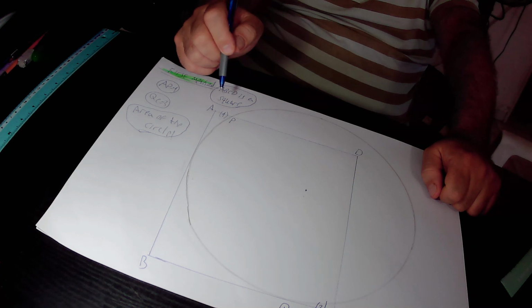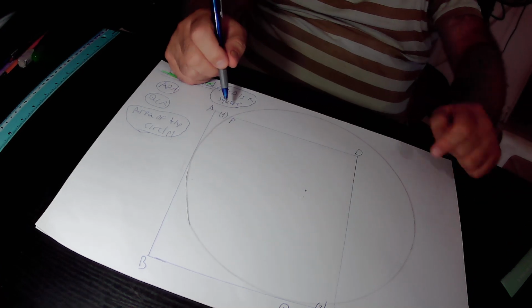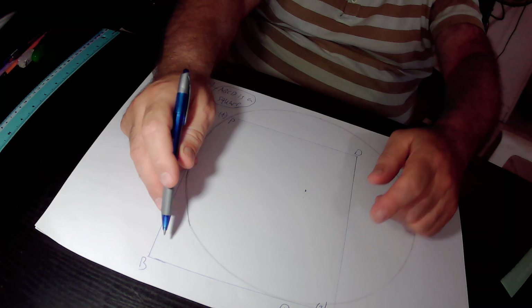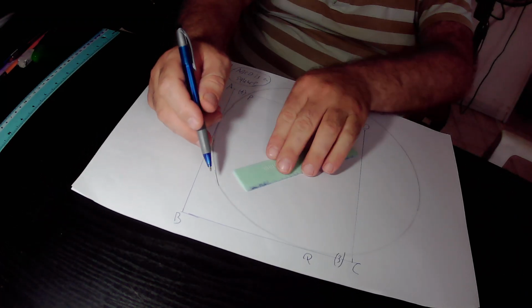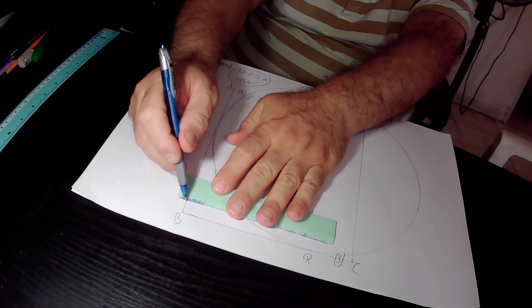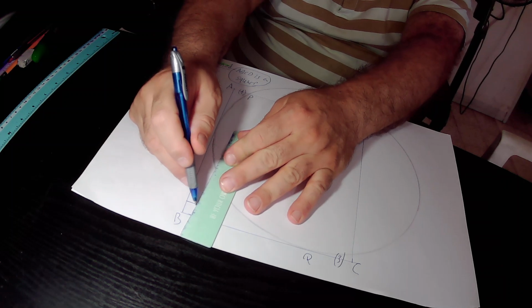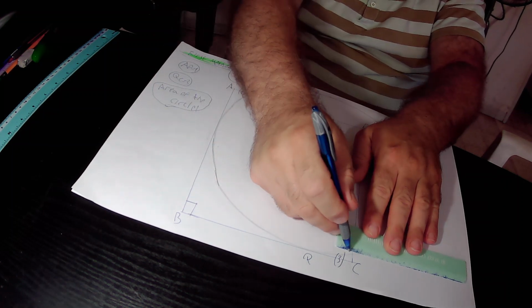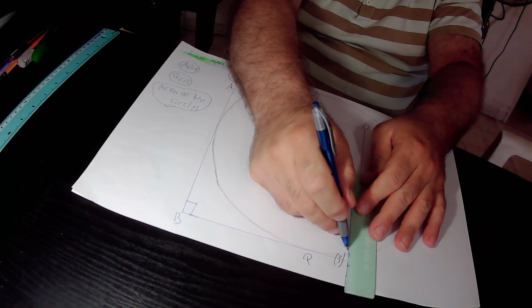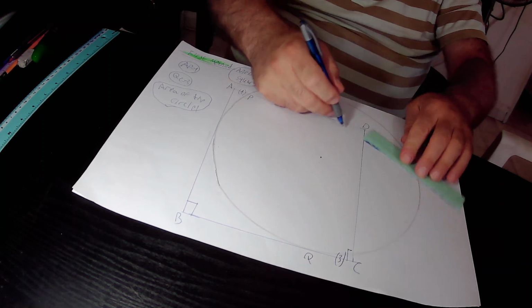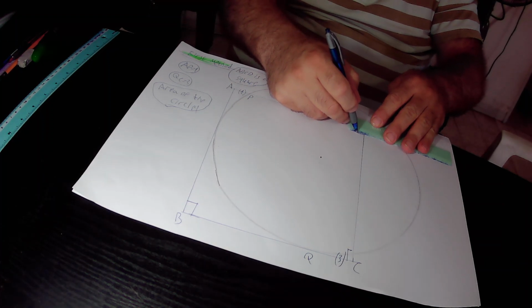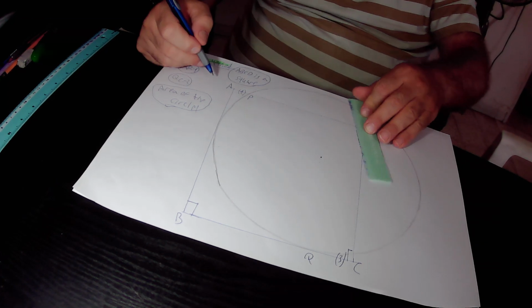First of all, we know that ABCD is a square, and therefore all those four angles are right angles. So this is a right angle, this is a right angle, this is also a right angle, and finally this is a right angle.